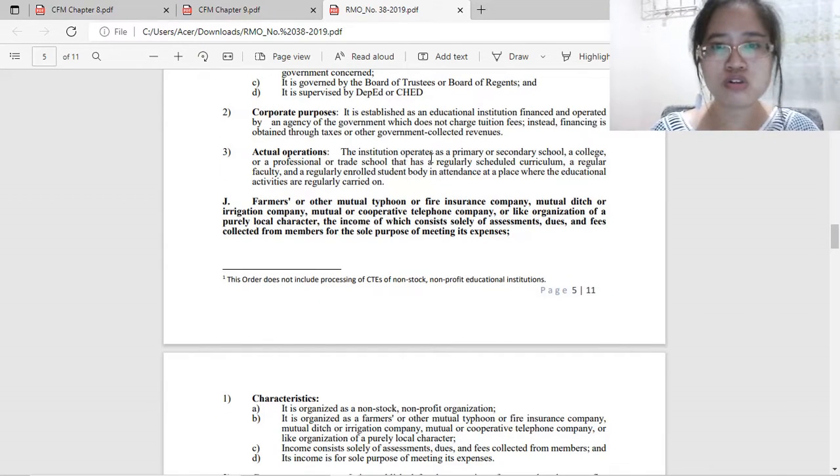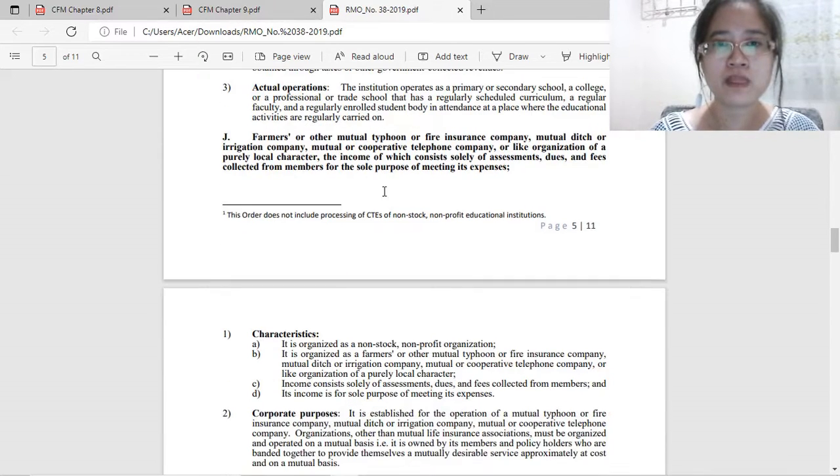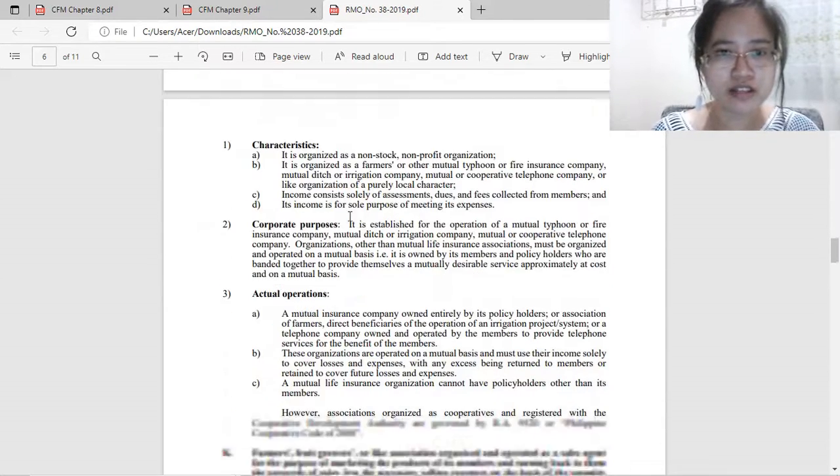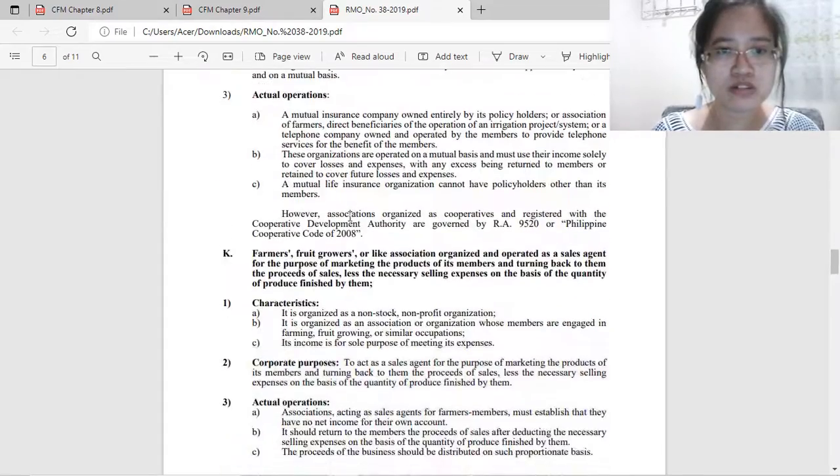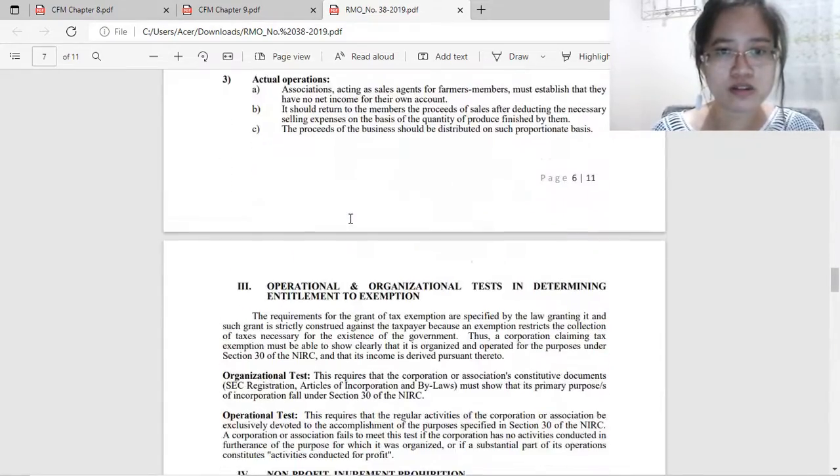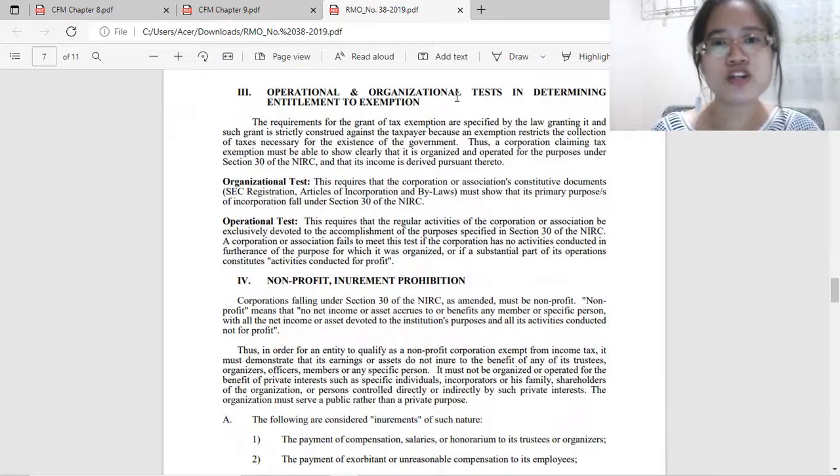This institution operates as a primary or secondary school, a college, or a professional or trade school that has a regularly scheduled curriculum, a regular faculty, and a regularly enrolled student body in attendance at a place where the educational activities are regularly carried on. Okay, so we have that. Operational and organizational tests in determining entitlement to exemption.